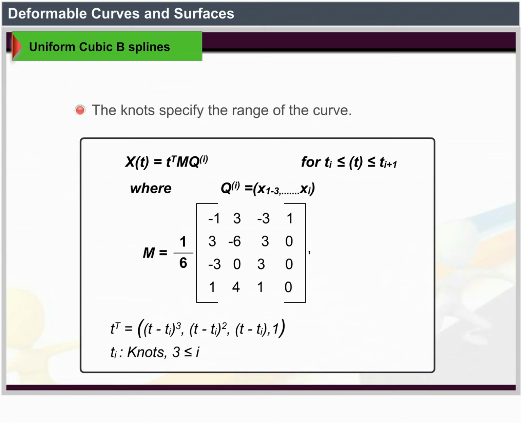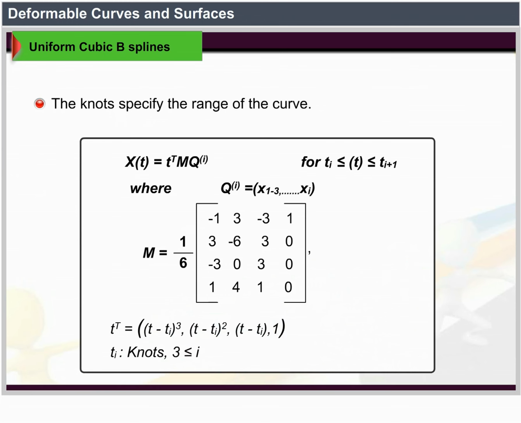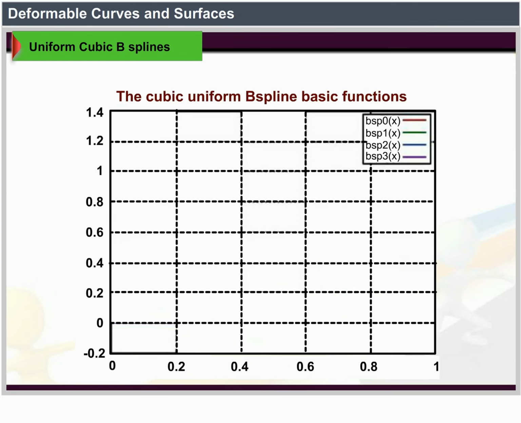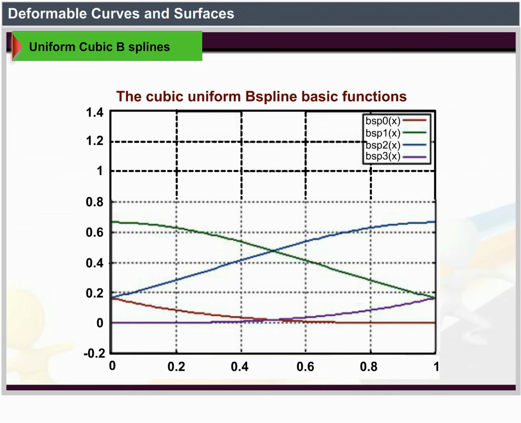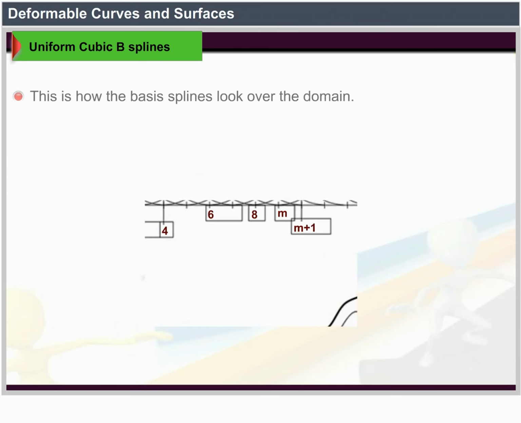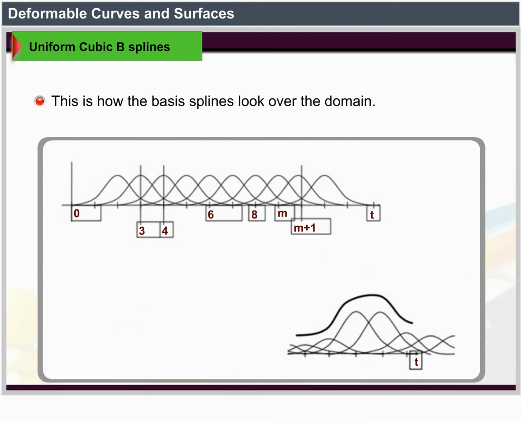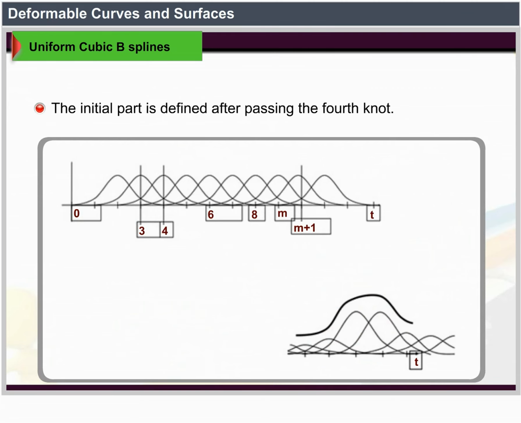The knots specify the range of the curve. This is how the basis splines look over the domain. The initial part is defined after passing the fourth knot.